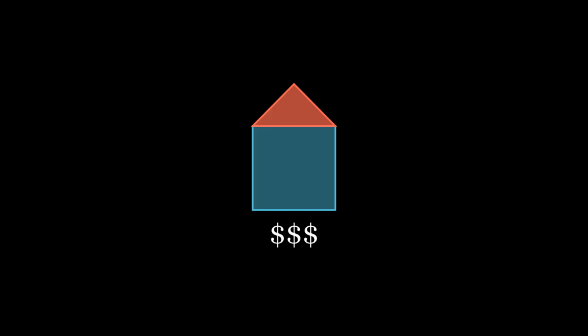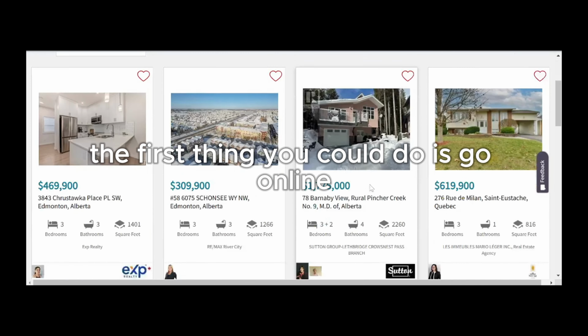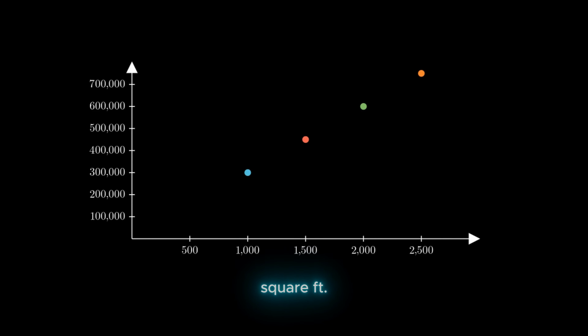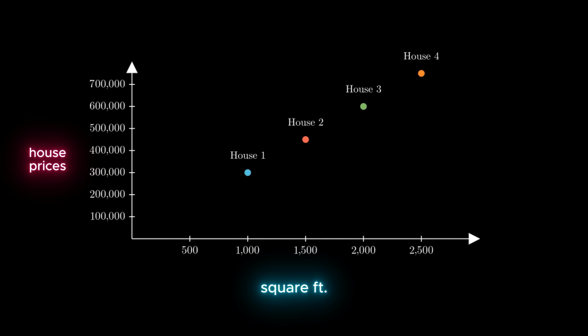Imagine you'd like to predict the price of a house given a couple of its features: square footage, number of bedrooms, age, etc. The first thing you could do is go online and search for houses with very similar attributes. Now that you've got a good data set, we'll try graphing the relationship between each feature and the house price to see if there's a pattern. For example, we could plot square footage on the x-axis and house price on the y-axis, and each point on the graph would represent one house from our data set, showing its square footage and price.